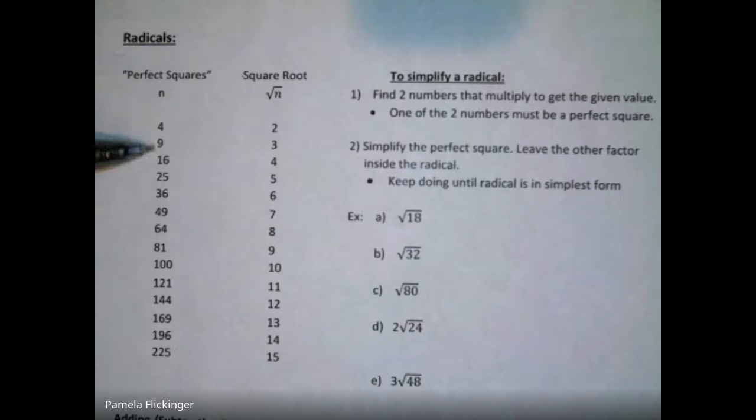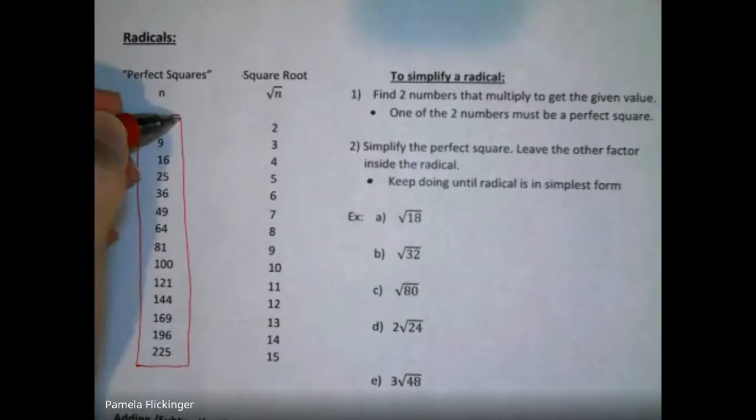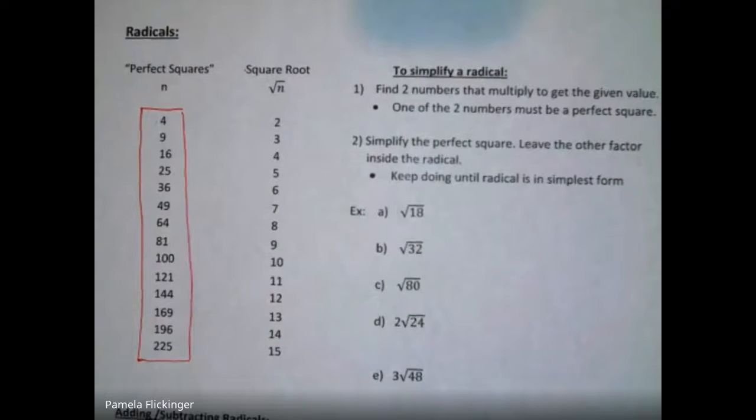It's important that you know what your perfect squares are. These are the numbers that when we take the square root of them, they turn into nice even whole numbers. So if I were to take the square root of 4, I would get 2. The square root of 9 is 3. The square root of 16 is 4, and so on. And so this list right here are what I will refer to as the magic numbers.